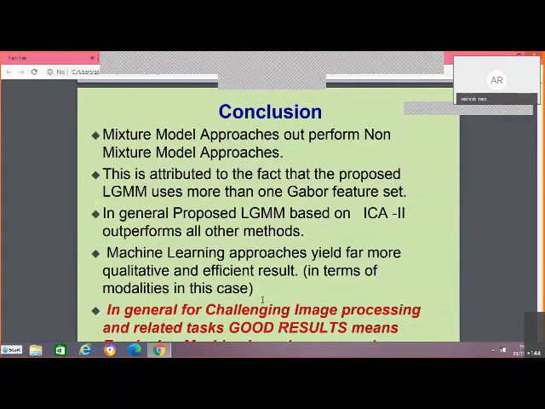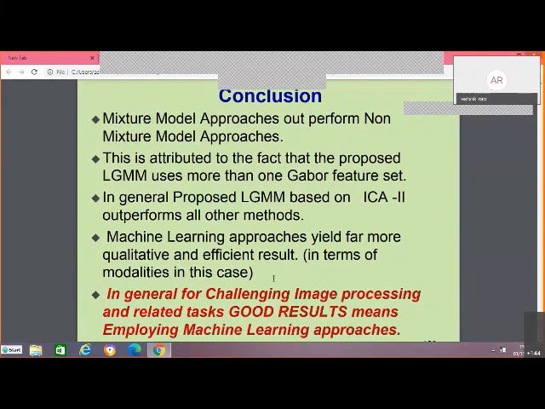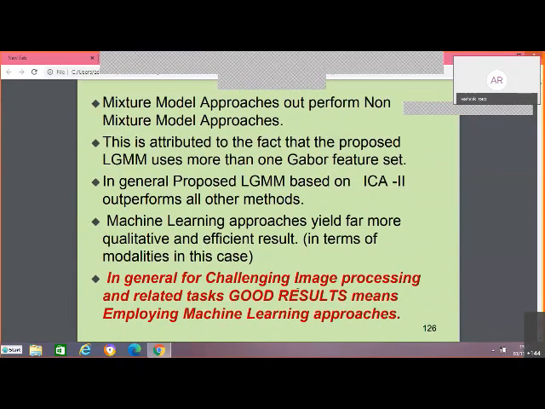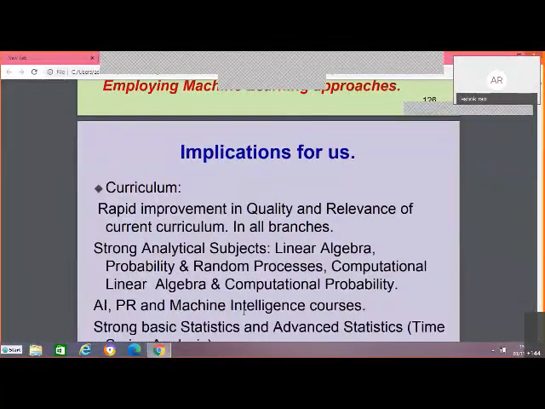So in conclusion, mixture models outperform non-mixture models, etc. In general, machine learning gives more qualitative and efficient results in terms of modalities like this. In general, for challenging image processing tasks and related tasks, good results mean employing machine learning approaches. No doubt about that. Earlier they were applying, now video analytics, what is the focus of this? Everything. Today we have at least 12 machine learning companies in Bangalore, started by youngsters, already doing very well because they have already deployed such things. Okay. What are the implications for us?